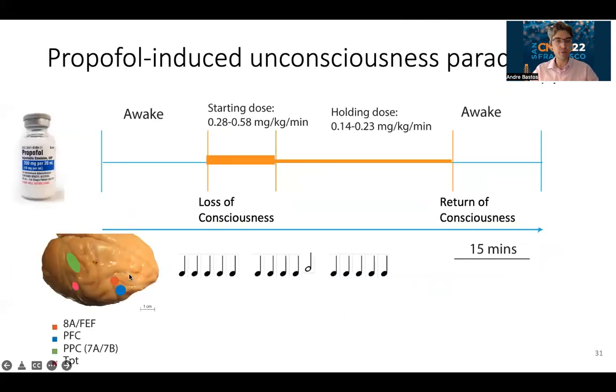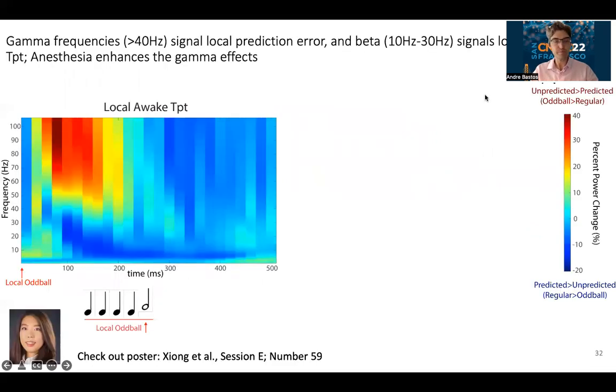So we, again, recorded from these different areas, including auditory cortex and FEF, which I'll focus on today, and administered propofol while also recording an awake baseline state as well as a recovery state.